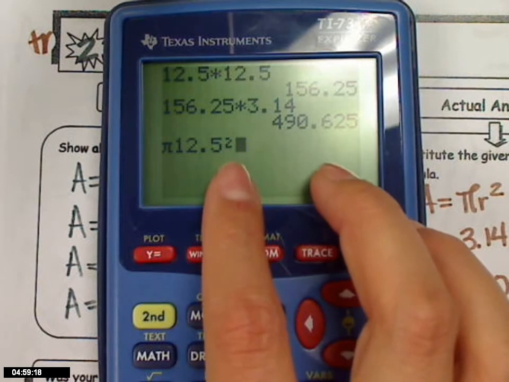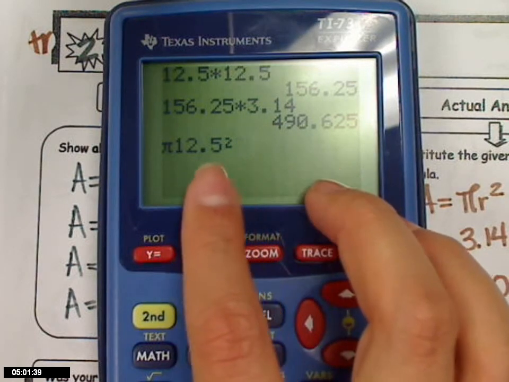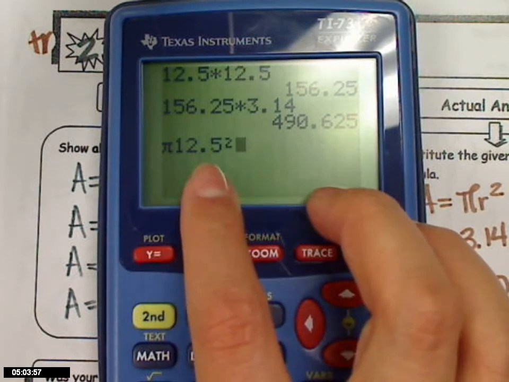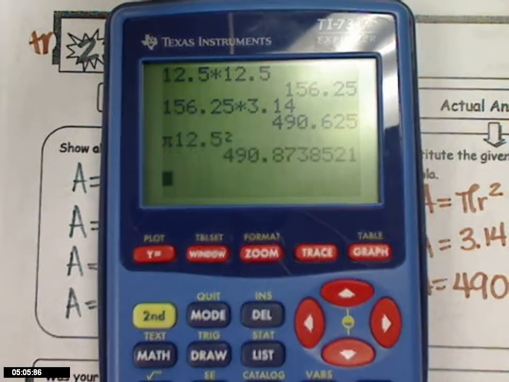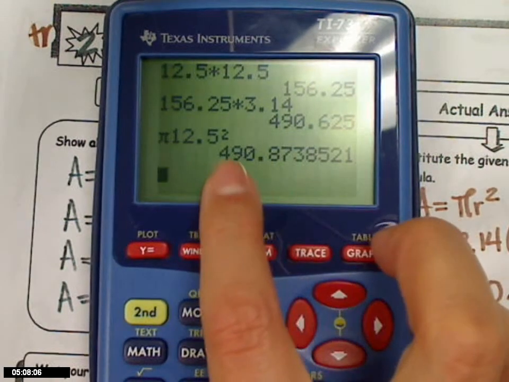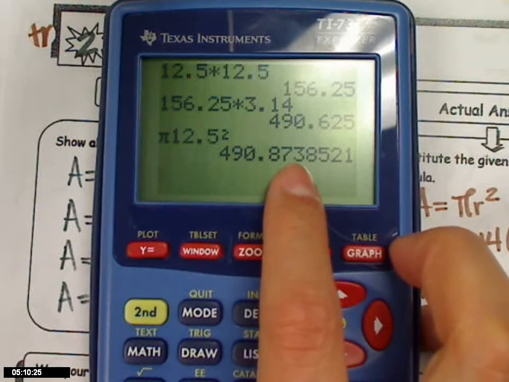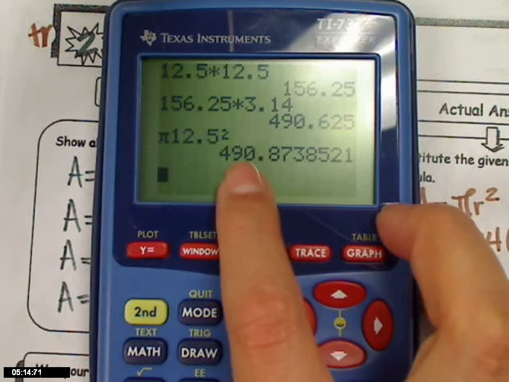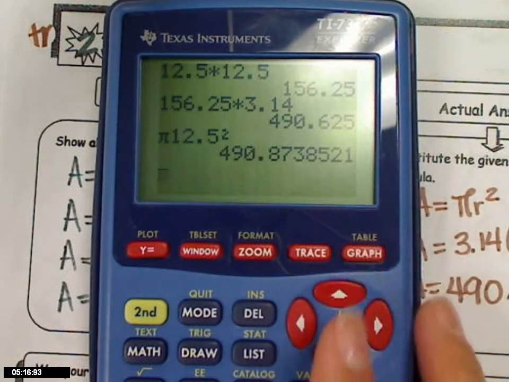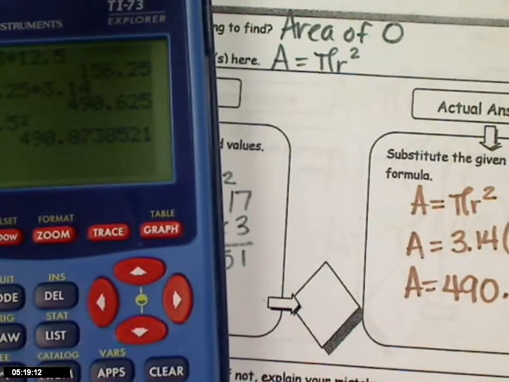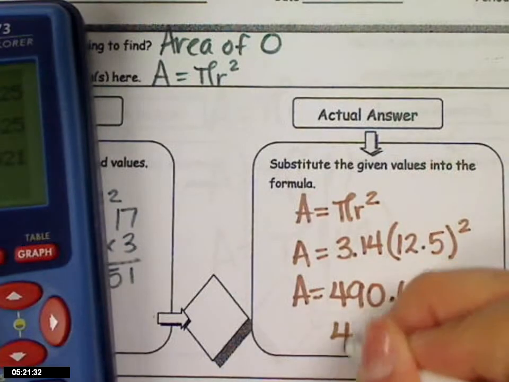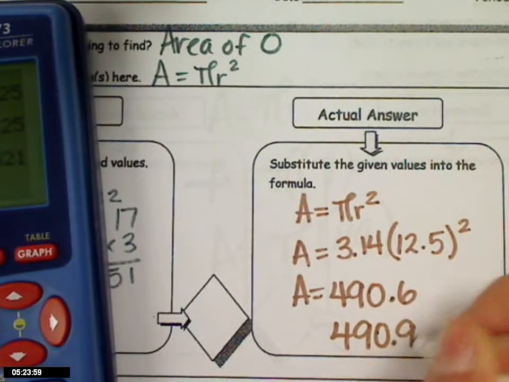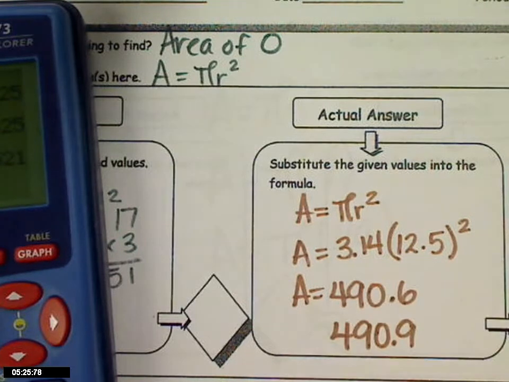This kind of calculator already knows how to do order of operations, and so it'll do 12.5 squared and then multiply by pi. And when I get there, it says 490.873. So the 7 makes the 8 turn into a 9. So it's going to be off by a little bit, but you still get 490.9. So either one of these is just fine. It just depends on whether you have the pi button or you're using 3.14.